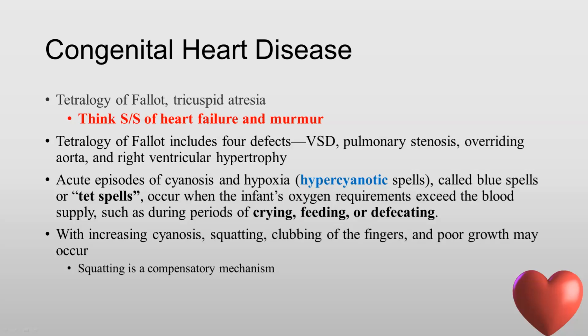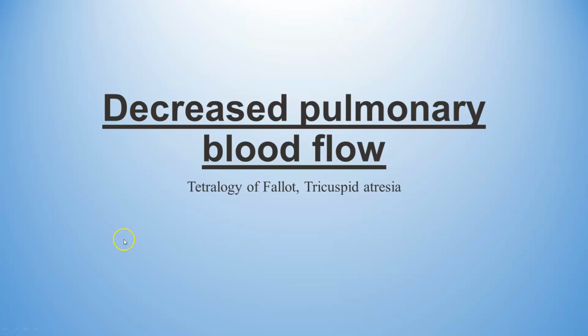All right, for our decreased pulmonary blood flows, remember we said our T's are our trouble, and again, I'm going to give you that information later on. So we're thinking tetralogy of Fallot and tricuspid atresia. Remember, since these are our T's and they are trouble, it means decreased blood flow.